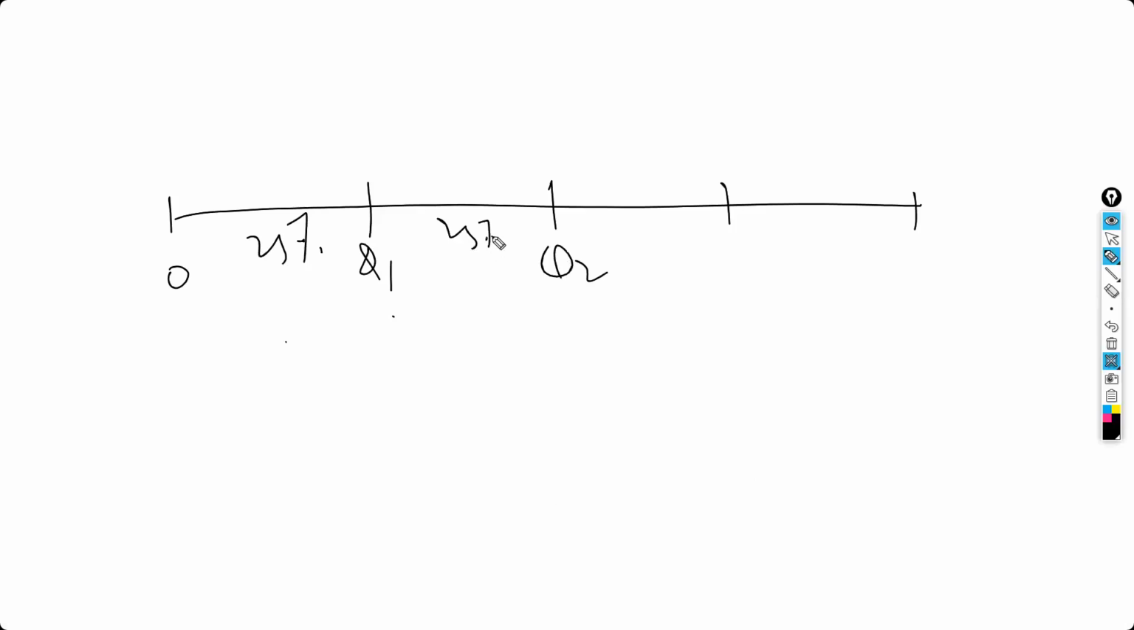25%. Q2 through Q3, 25%. Q3 to max, 25%. Done? Now, how much of the data is there between 0 to Q2? 50%. From Q1 to Q3? 50%. Q2 to maximum? 50%. Q1 to max, 75%. 0 to max, 100%. So you just have to add the things.